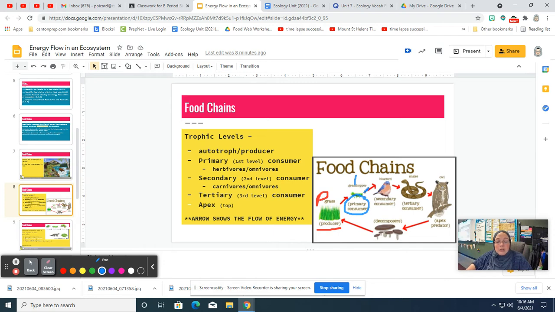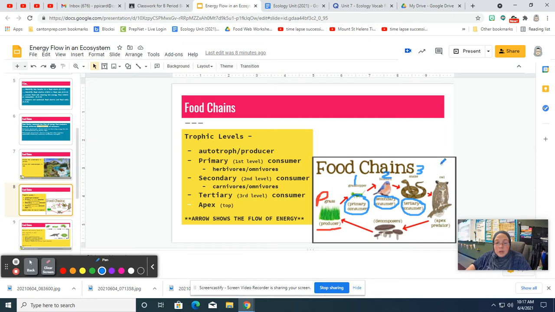Then comes our second level, an organism that eats our grasshopper. This could be our secondary consumer, our bluebird. And we're going to give him a little 2 because our bluebird represents our secondary consumer, our second level. As we go on, we have our tertiary consumer, our third level consumer, and give him a little 3.